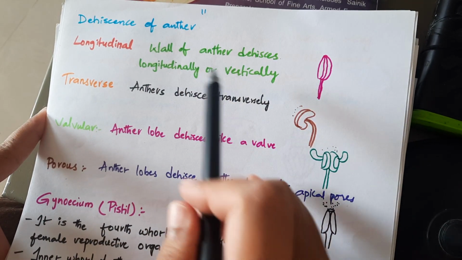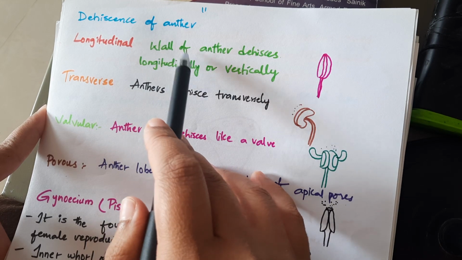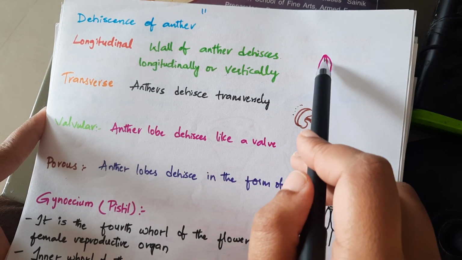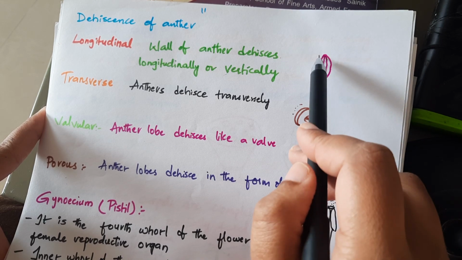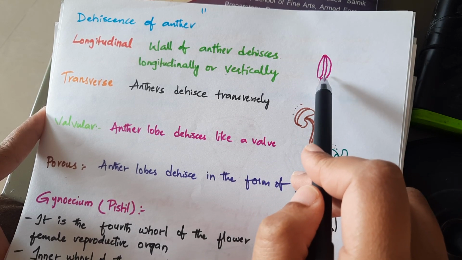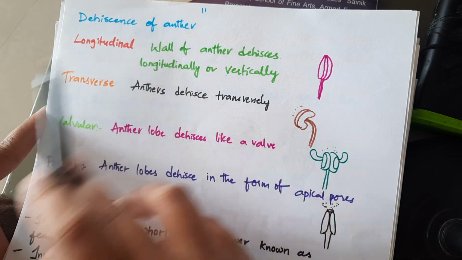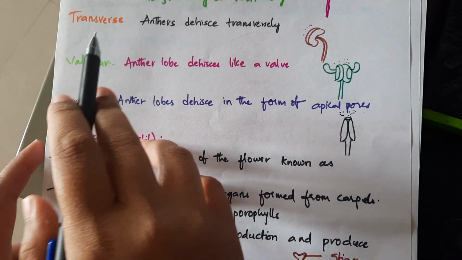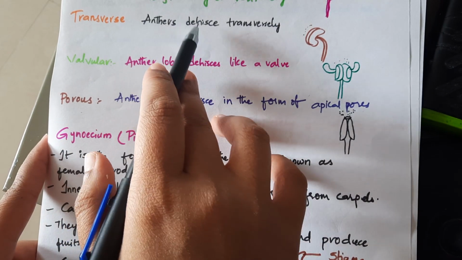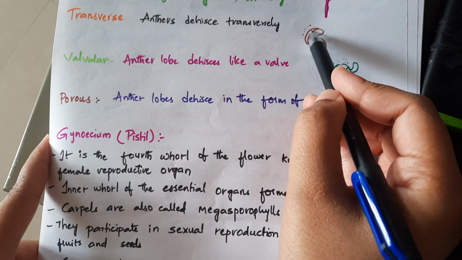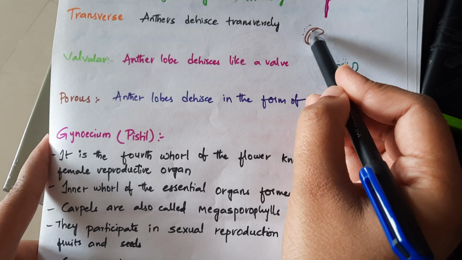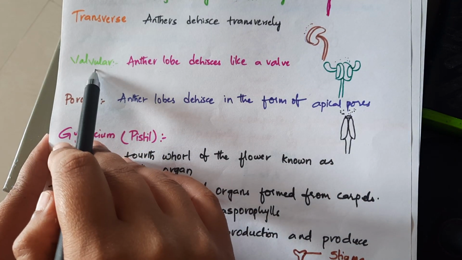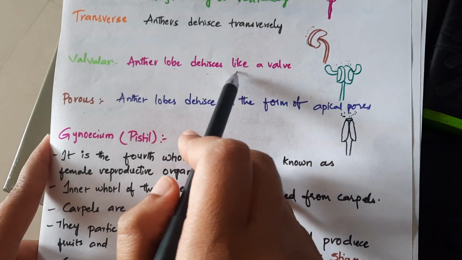First is the longitudinal. Here, the wall of the anther dehisces longitudinally or vertically. See here, in this manner the dehiscence of the anther takes place. We call it longitudinal. Coming to the transverse, the anther dehisces transversely. See here, in this position the dehiscence of anther takes place. Then valvular. What is valvular? The anther lobe dehisces like a valve.